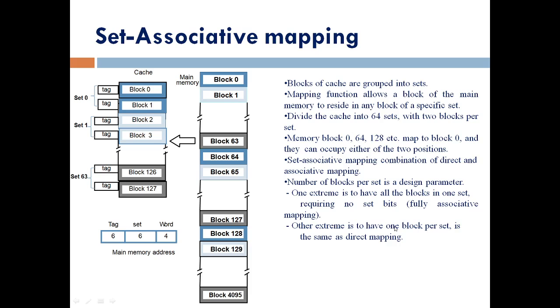The other extreme is to have one block per set, which is the same as direct mapping. So again, if we place one block in one set, then that is nothing but a direct mapping technique. So these are the two design parameters of set associative.